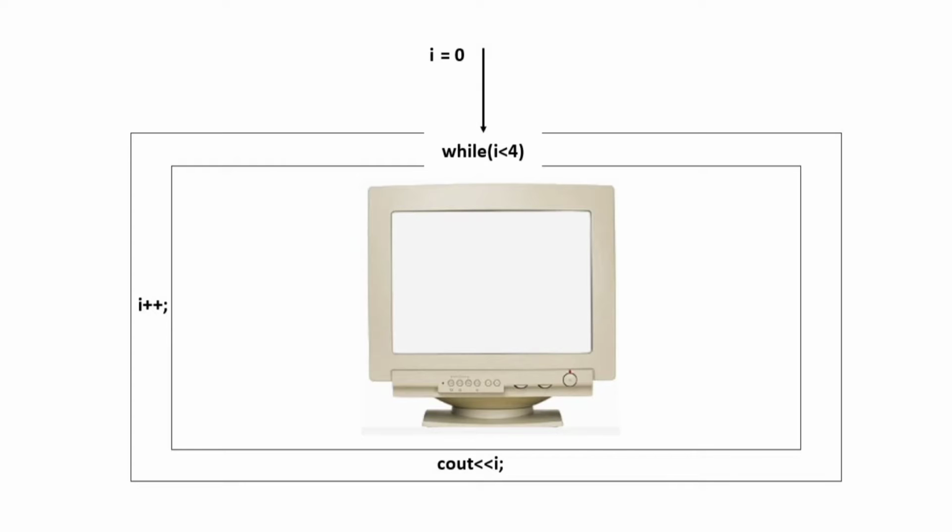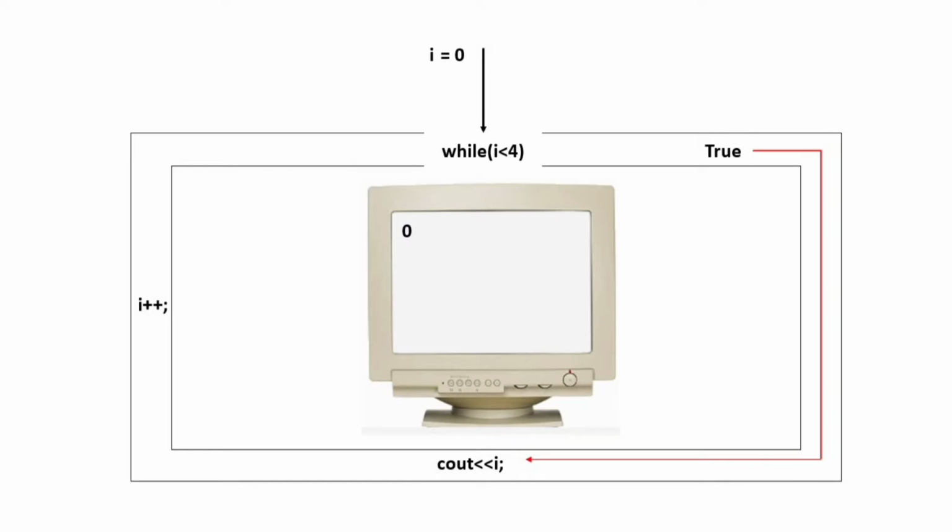Here value of I is 0, condition is I less than 4. So 0 less than 4, condition is true. If the condition is true, next statement will be executed. What is the next statement? Cout I. We are printing the value of I. Value of I is 0.